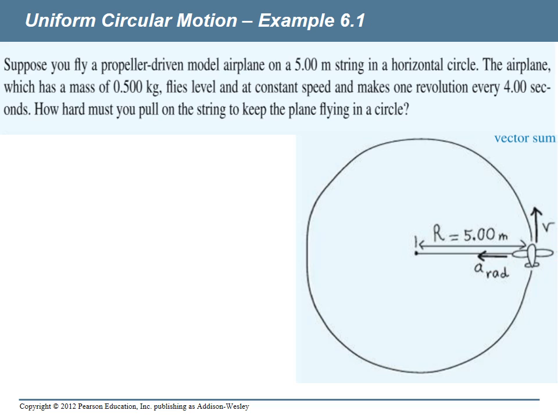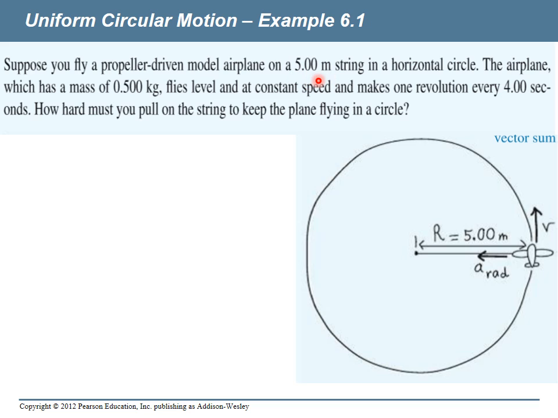Our string is 5 meters long, and the question is, what is the tension in the string? We can find the tension in the string just by knowing how long it takes to go around, and the radius. It makes a revolution every 4 seconds, so that would be our period T.